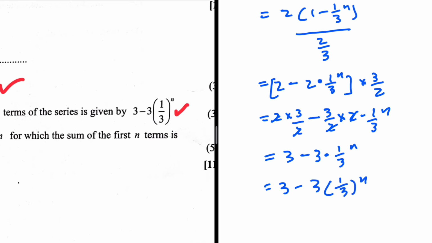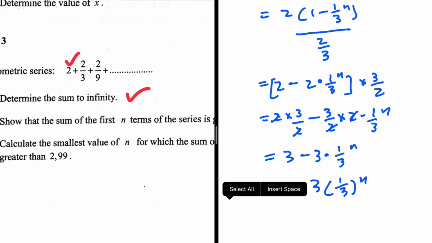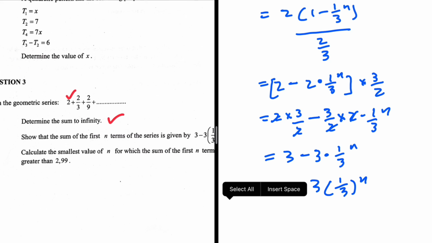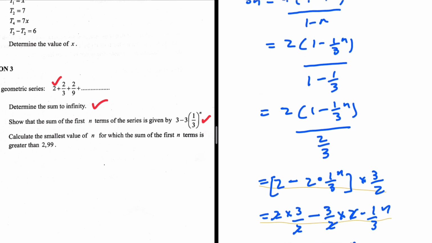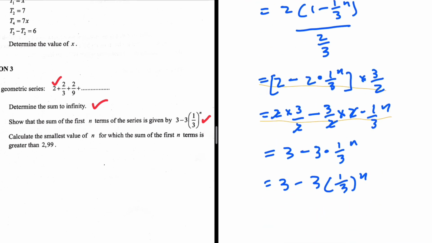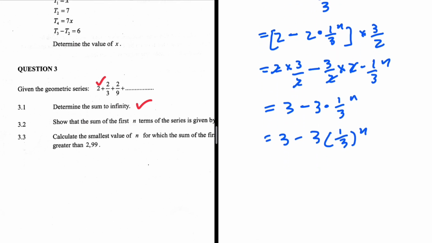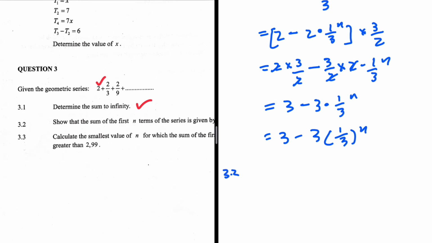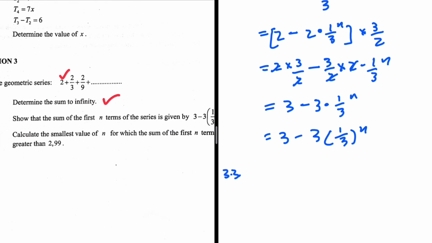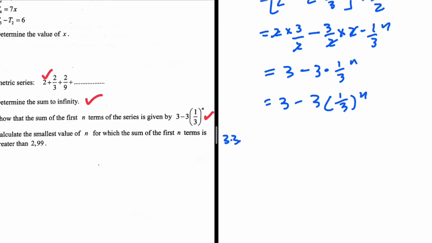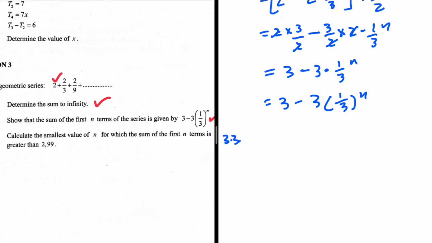There we go. We have shown that the sum of the first n terms of the series is given by that expression. Not too difficult. Well, I would expect most people to at least get to this point. And what you do from there on is really up to you. I think there might be a couple of different ways you can actually progress from there, but that is beside the point. Let's take a look at 3.3. Calculate the smallest value of n for which the sum of the first n terms is greater than 2.99.